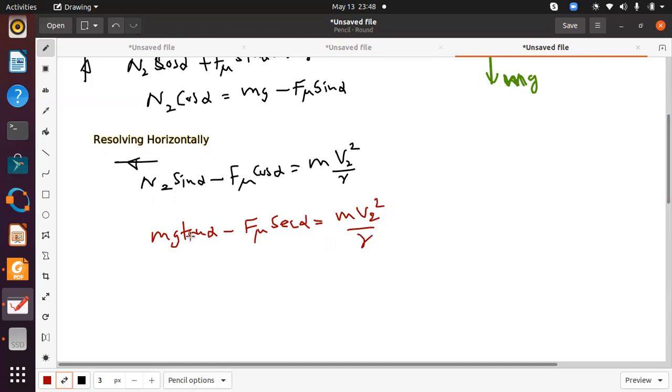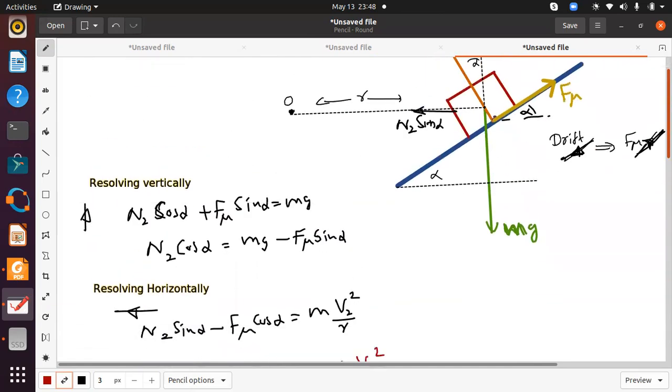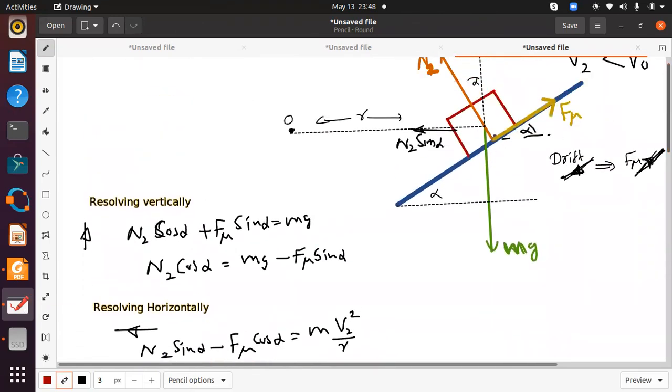Okay, so if I want, I can divide this whole thing by mg, then I get tan alpha minus f mu over mg sec alpha equals v2 squared over g r. If you want, you can do this. Right. So that's about it for this example.